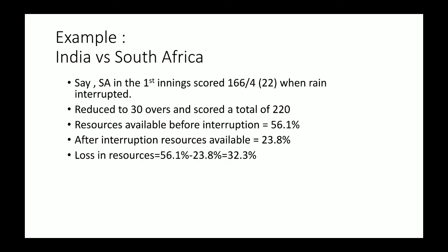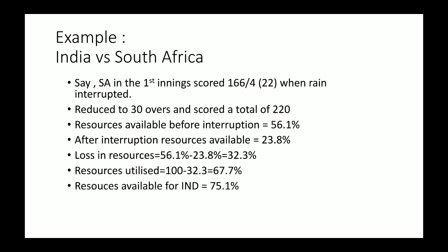Next we find the total loss in the resources. Obviously South Africa was having a particular resource in the beginning, but after the rain interruption, the resources got reduced. So the total loss in resources is 56.1% minus 23.8%, that is 32.3%. Now if you want to find the total resources utilized by South Africa, that will be 100 minus 32.3%, that is 67.7%.